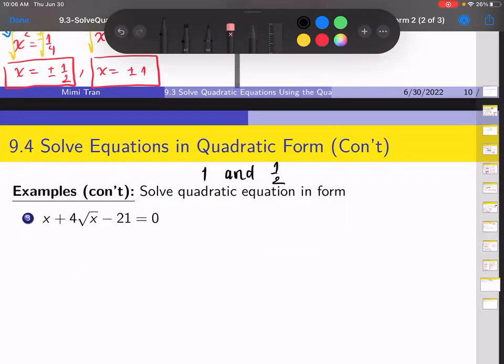I can rewrite it as x plus 4 times x to the 1/2, if I wanted to, minus 21. Right, so it's double, right? The first one is definitely double. The second one too, so it is quadratic in form.